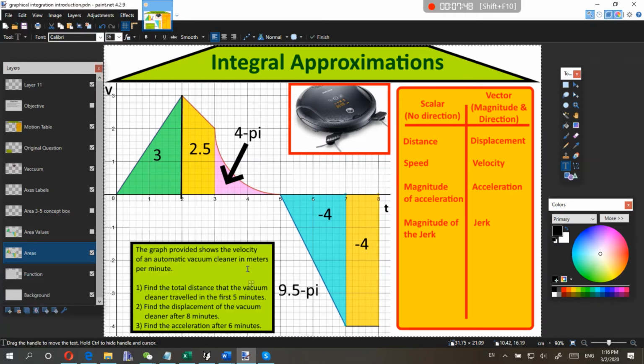Okay, if I wanted the displacement of the vacuum cleaner after 8 minutes, for displacement, direction does matter. So I'm going to keep these negatives negative when I add. The -4 and the +4 here can cancel. So I'm left with -4 minus pi plus 2.5 plus 3, or 1.5 minus pi. If I had asked you for total distance traveled after 8 minutes instead, all of these negative areas would have become positive, because if I'm looking for distance traveled, we don't care what direction you were traveling.